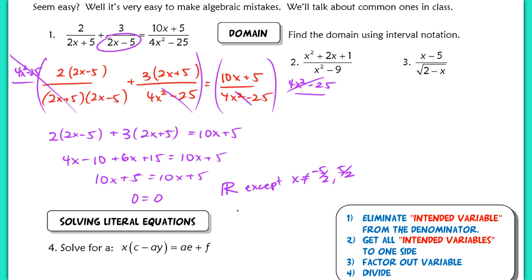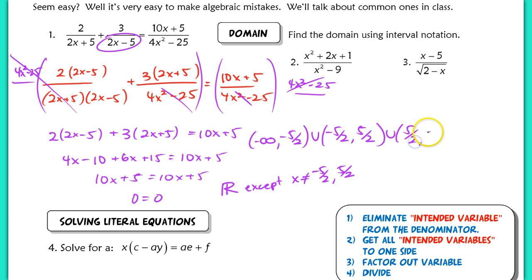Now I want to go back to interval notation, and make sure we know how to write this in interval notation. This would be from negative infinity, since we're doing all real numbers, to -5/2. That's an open parenthesis there. And then we have to join that with -5/2 to 5/2. So notice that I have 3 different intervals here.